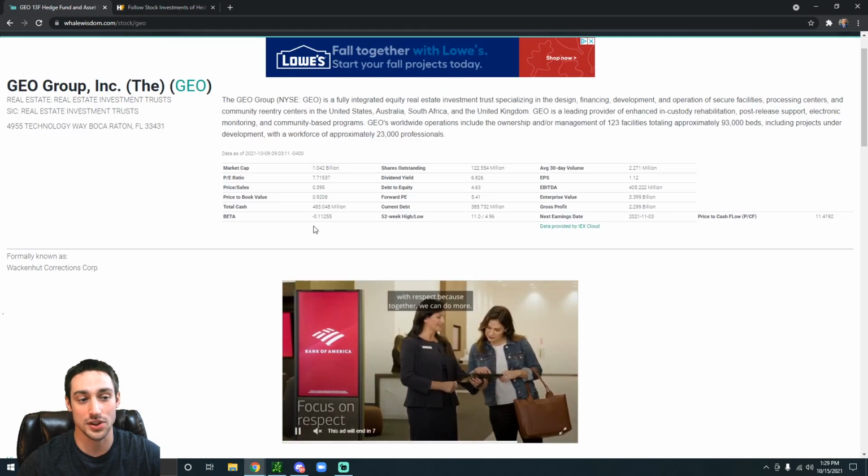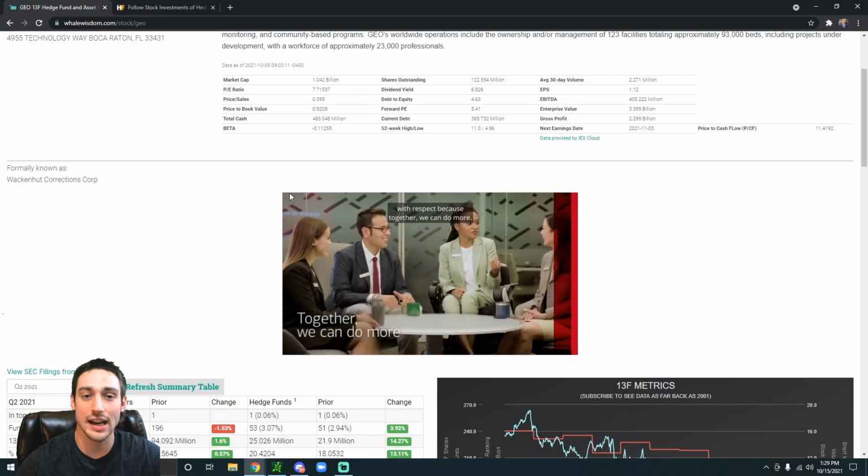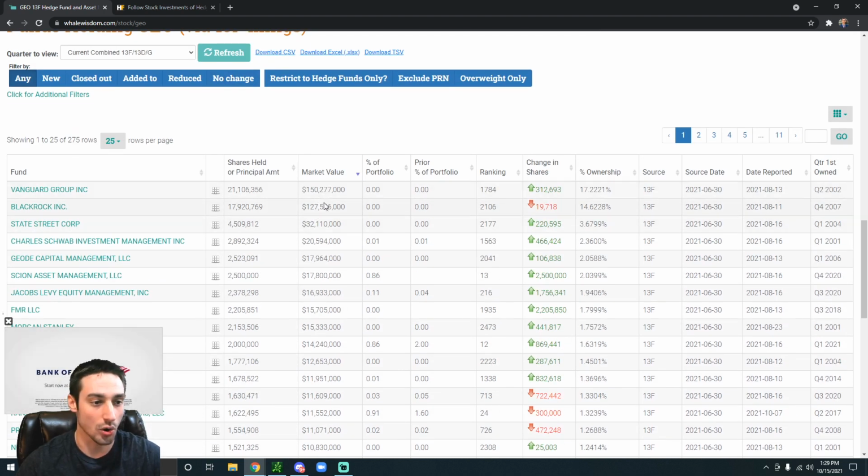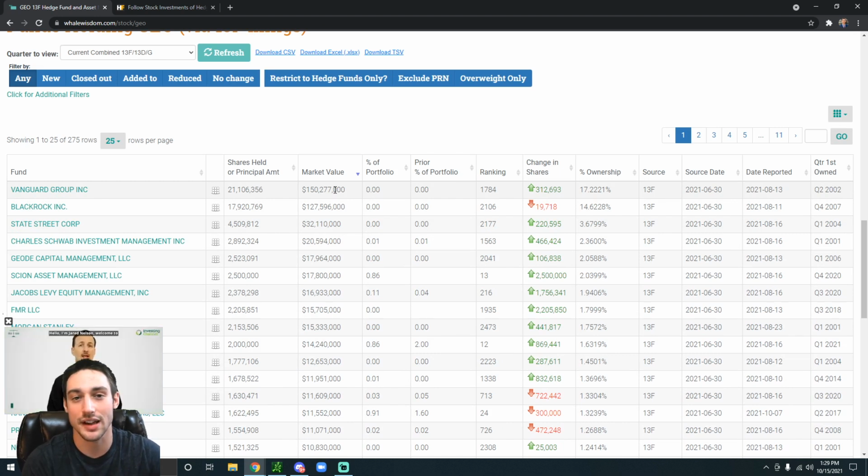So, for example, with GEO, like I said, I was really looking at this one, and we can see the largest fund holder is Vanguard with a $150 million position. BlackRock has a $127 million position. So it's just nice to see that. So keep that in mind.